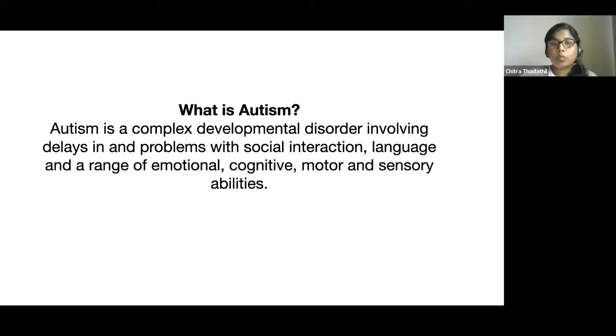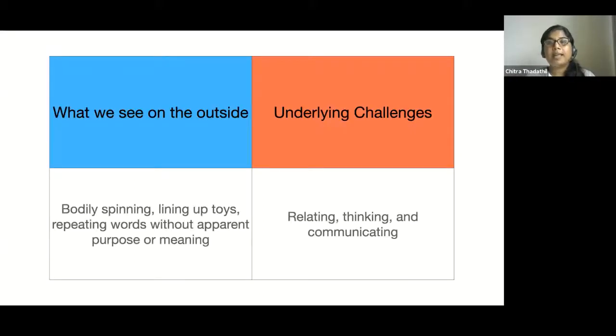With this, we also need to understand that what we see on the outside as bodily spinning, lining up toys, repeating words without apparent purpose or meaning has underlying challenges. Children with autism have difficulty in relating, thinking, and communicating. Echolalia has a lot to do with communication, right? So in order to understand echolalia more in depth, we must understand that there are a set of underlying challenges seen in children with autism, which is why the child has echolalia.